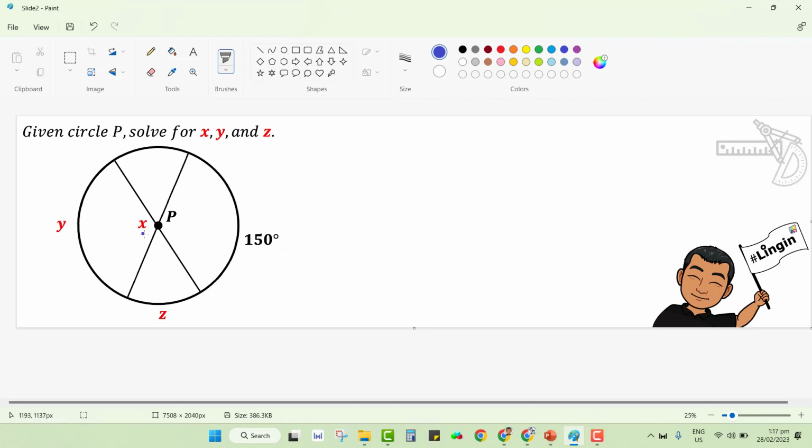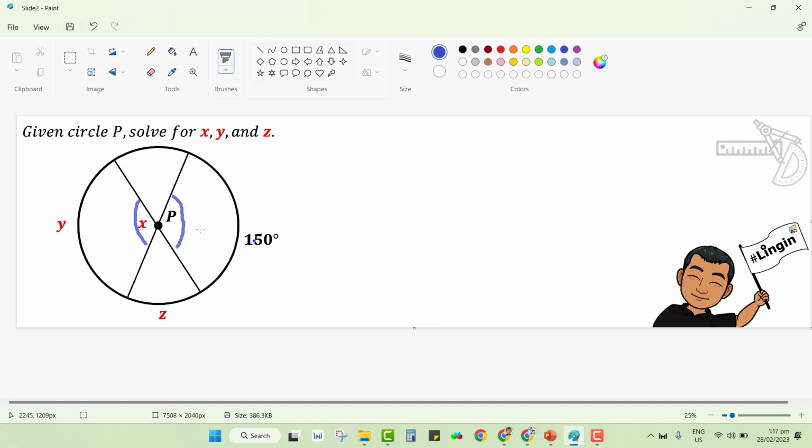And since x is a central angle, we know that the measurement of a central angle is equal to the measurement of its intercepted arc. However, for the central angle x, its intercepted arc is arc y, whose value we don't know yet either. What we need to understand here is that there is a unique relationship between this angle x and the angle directly opposite it facing the intercepted arc that measures 150 degrees.